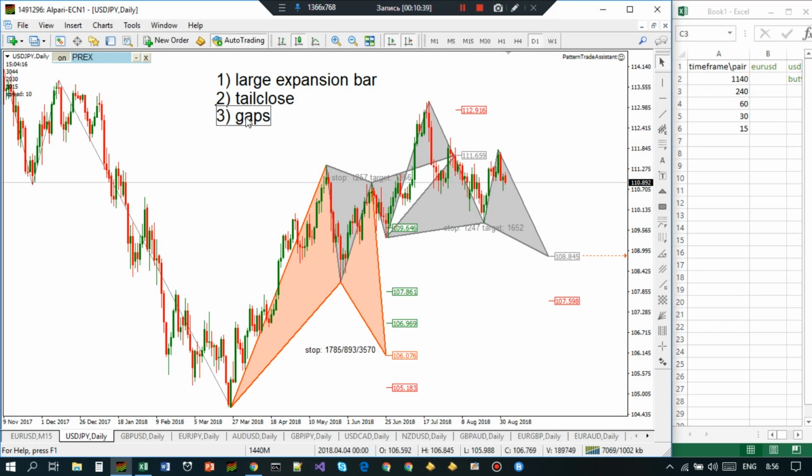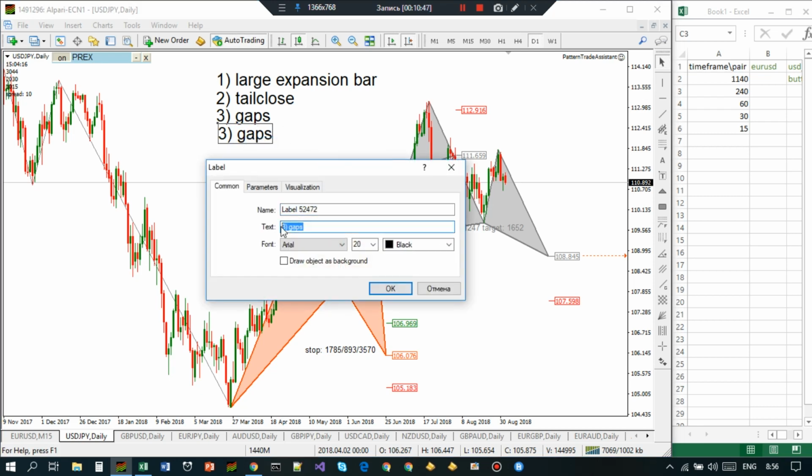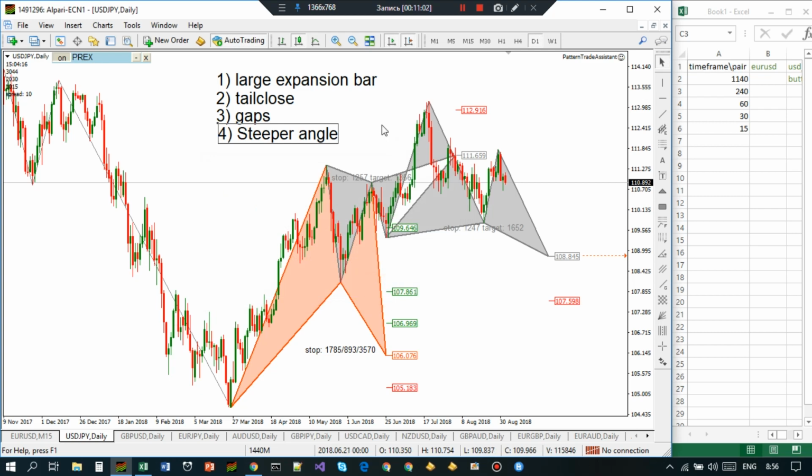And the last one is a steeper angle. Steeper angle, number 4. The steeper angle means that the angle is steeper than the angle of the A to B leg. Basically, all these patterns are executing the AB equals CD pattern. So basically, it should be the same in time and in price.